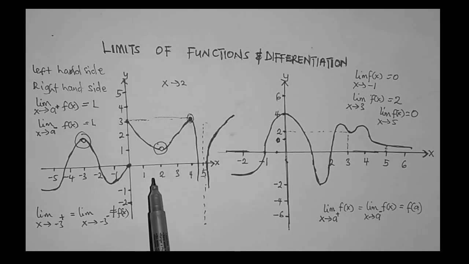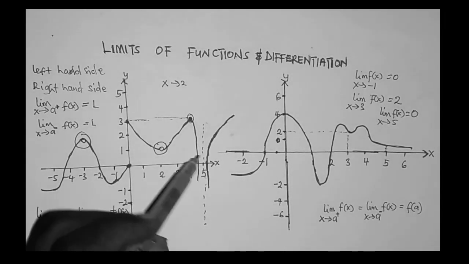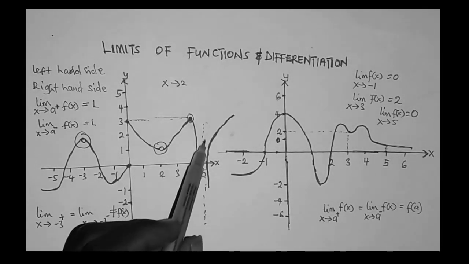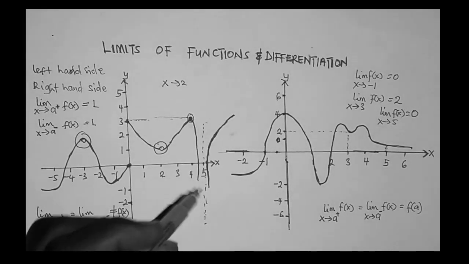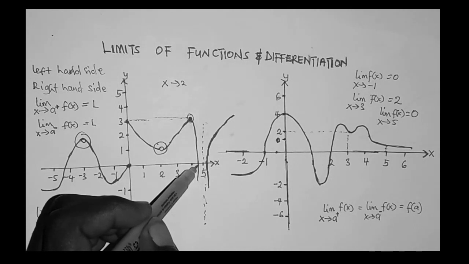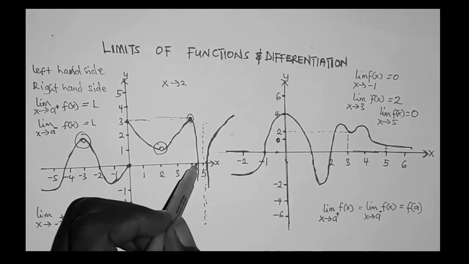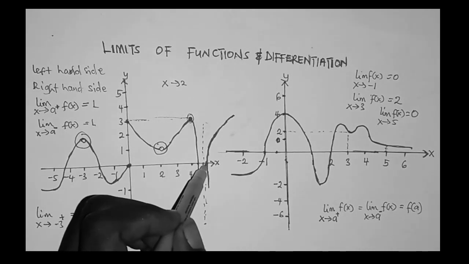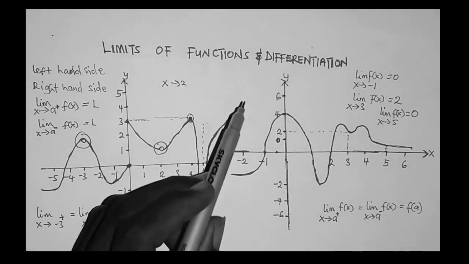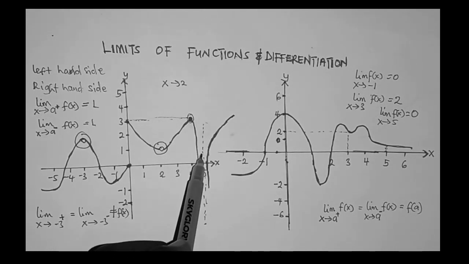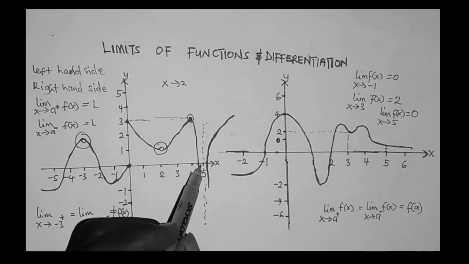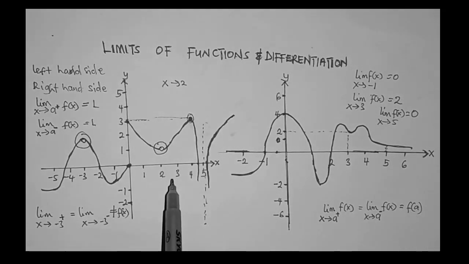Now what about the limit as x approaches 6? Sorry, what about the limit as x approaches 5? You see that there is a discontinuity at x equals 5. For x less than 5, the function approaches 0, and for x more than 5, it also starts from 0 and goes to infinity. So there is a jump at x equals 5, and therefore the function is discontinuous.